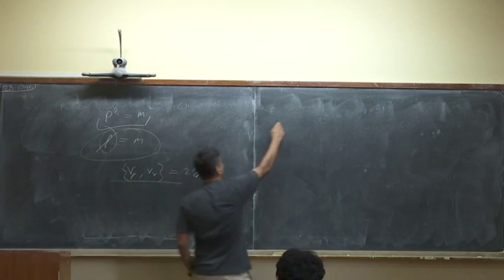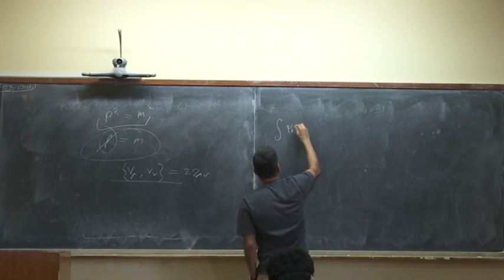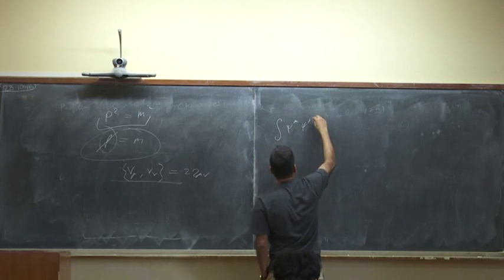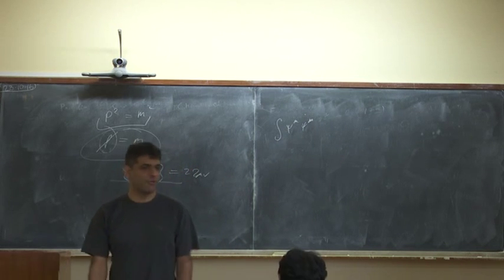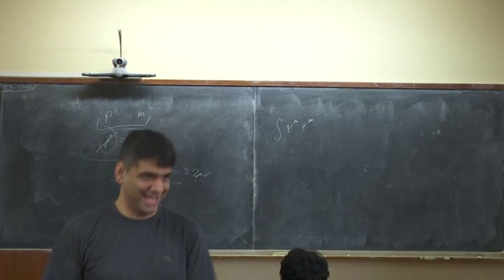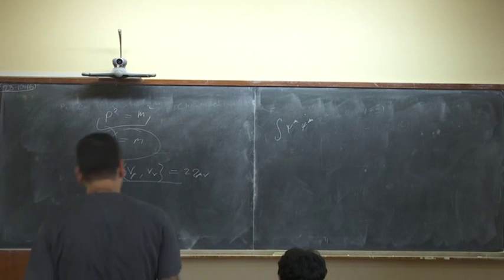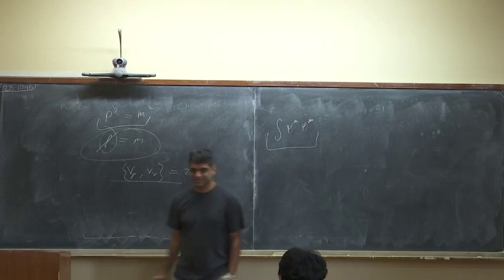Okay, so suppose you had the following. Suppose you had a structure that looked like this: psi mu psi mu dot. Suppose we had this kind of quantum mechanics, where psi was now an anti-commuting variable. Okay, suppose I had quantum mechanics that looked like this.